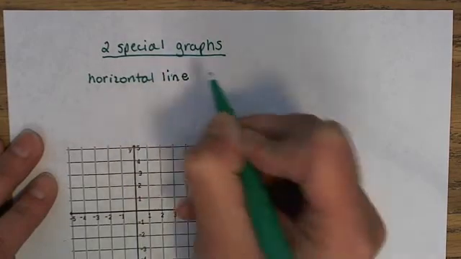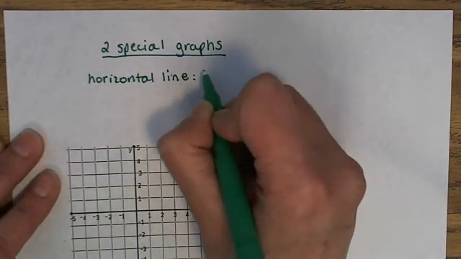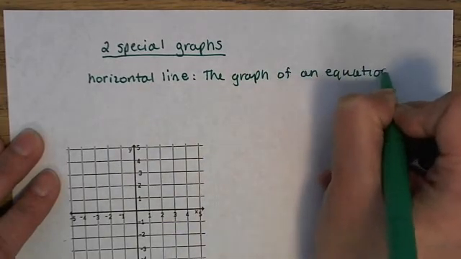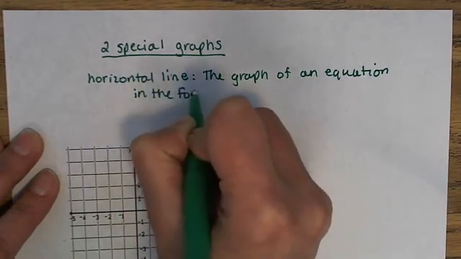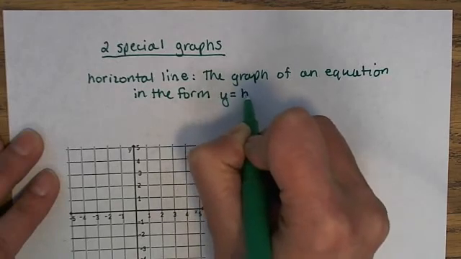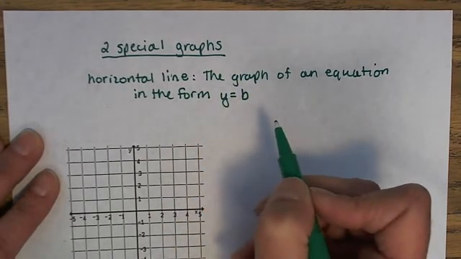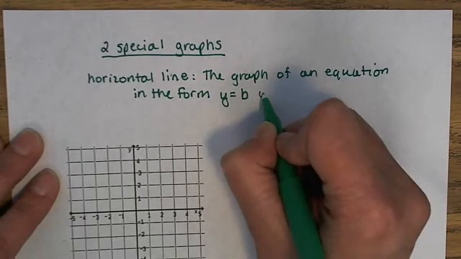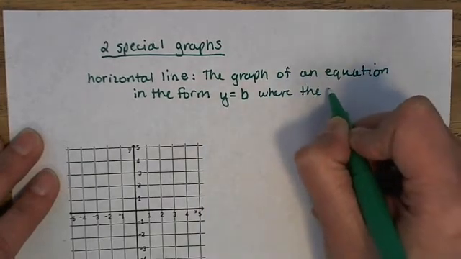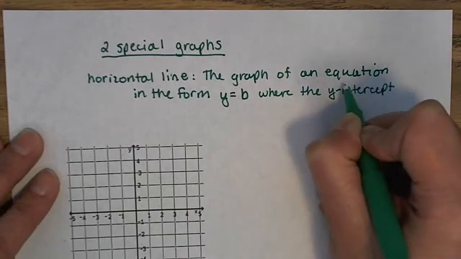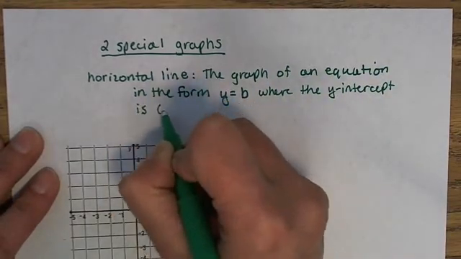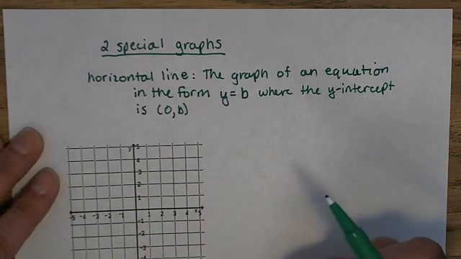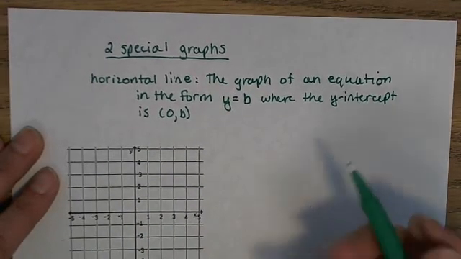Now, a horizontal line is the graph of an equation in the form y equals b. Notice this is a very simplified version of our linear equation, and we'll relate that in just a moment, where the y-intercept has the coordinates 0, b. So notice the tie-in between the b in the equation and the b in the y-intercept. So let's take a look at an example here.